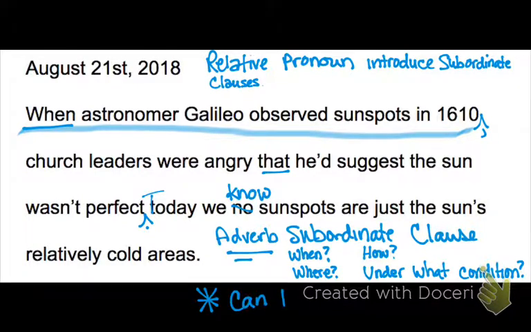Can be moved. Okay? And it still stays in place. Now, we do have a relative pronoun that introduces a subordinate clause. We have another subordinate clause here, and I'm going to go in and underline that one in yellow. Okay?